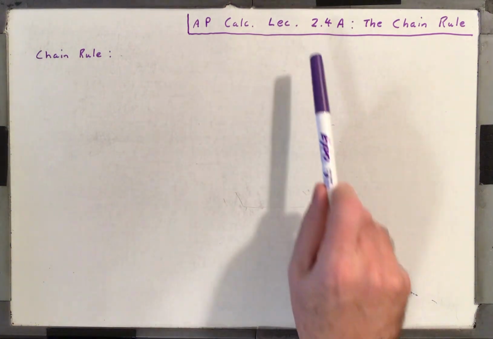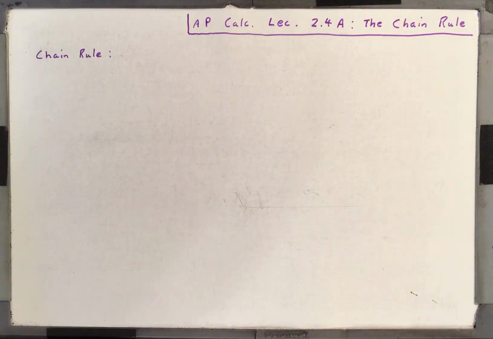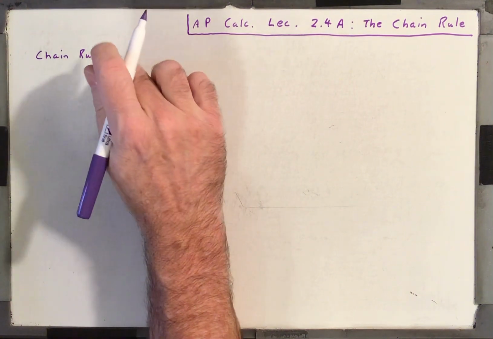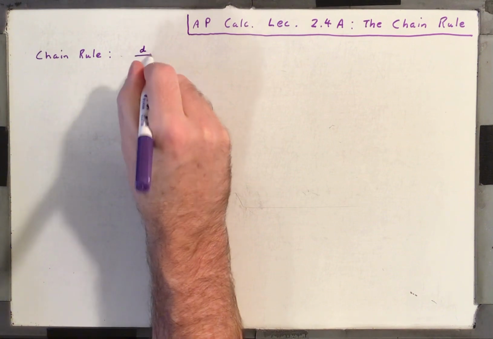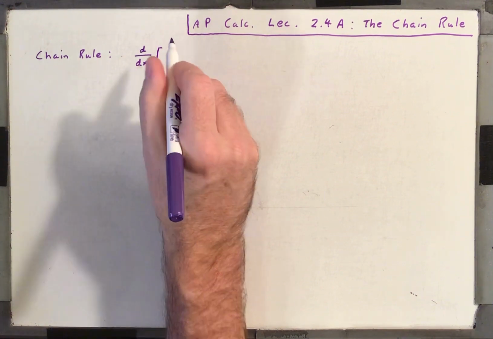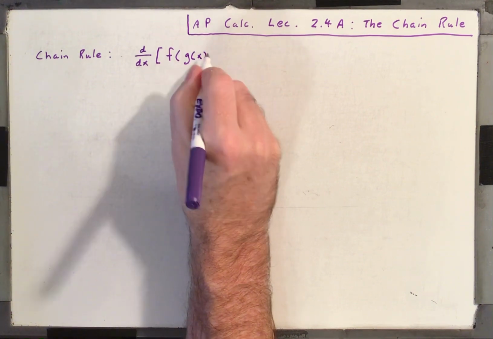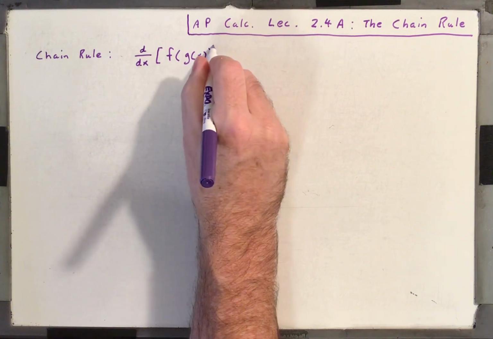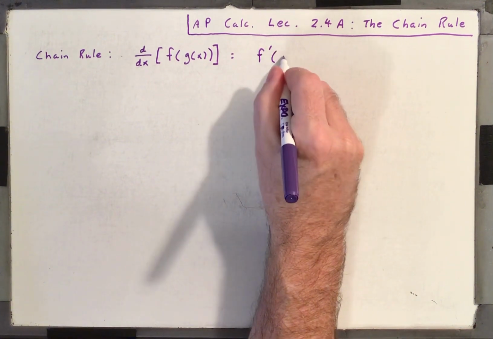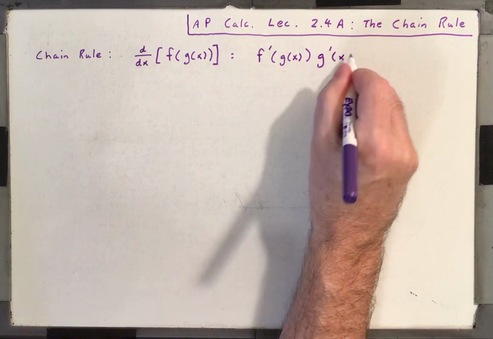So today's lecture, section 2.4a, is called the chain rule. It's another shortcut to taking derivatives. Here is the formula for the chain rule, but it's probably easier to memorize it through words. To take the derivative with respect to x of f of g of x, that means there's a function within a function, it's f prime of g of x times g prime of x.